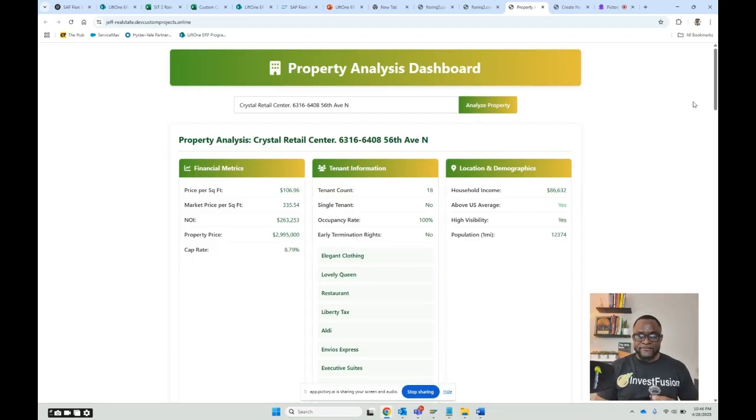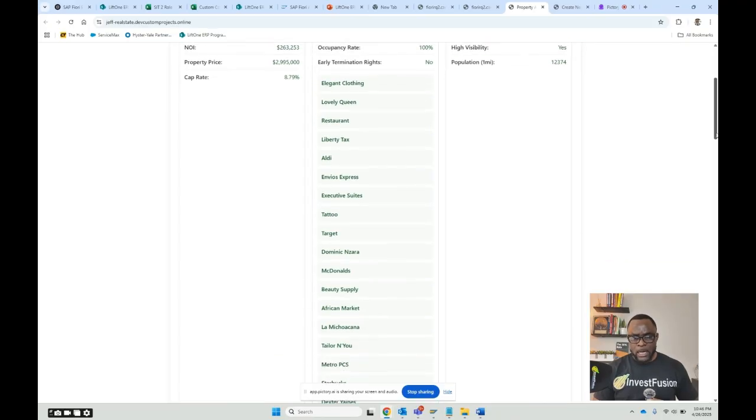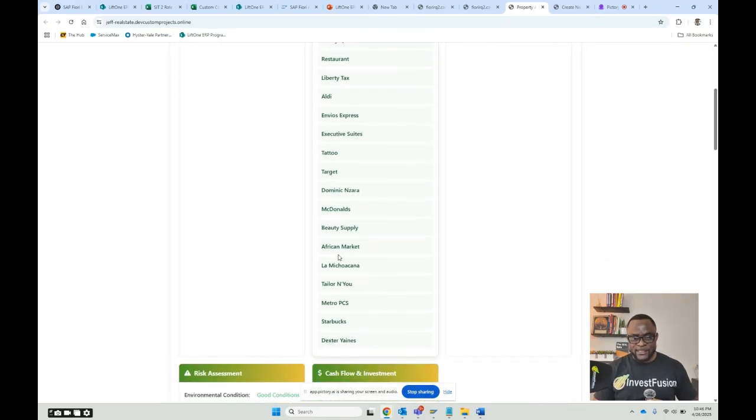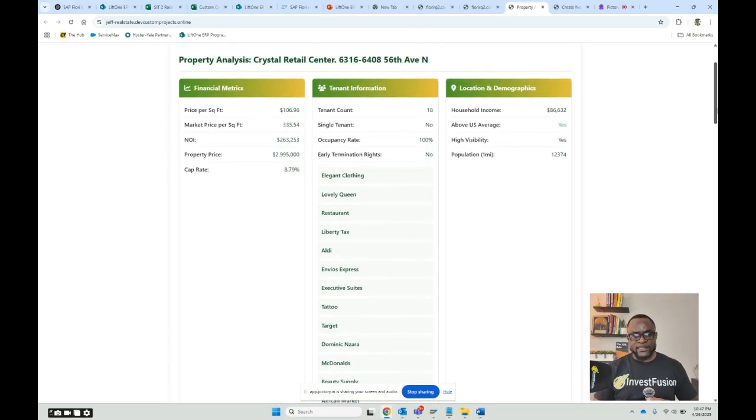Now, it goes a step further. It lists all the tenants in that property. So you see Elegant Clothing, Lovely Queen Restaurant, Liberty Tax, all the tenants. There are 18 of those tenants listed. McDonald's is there as well, pretty sound African markets, Taylor and You, Metro PCS, and Starbucks is also one of the tenants in that property. And again, this property is going for almost $3 million, $2,995,000, and the NOI is $263,253.